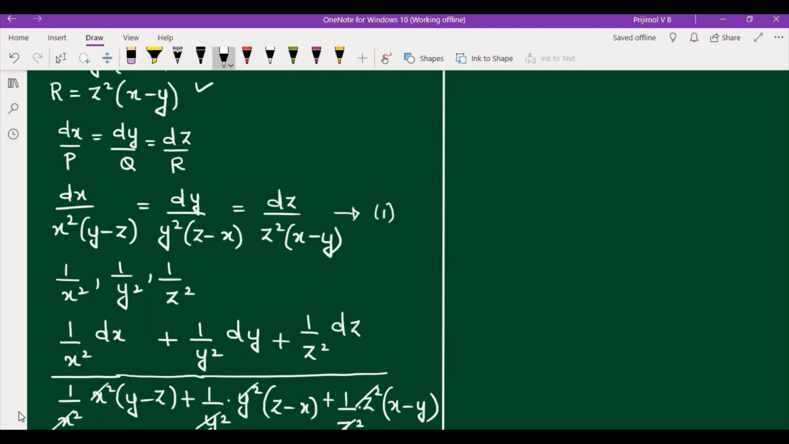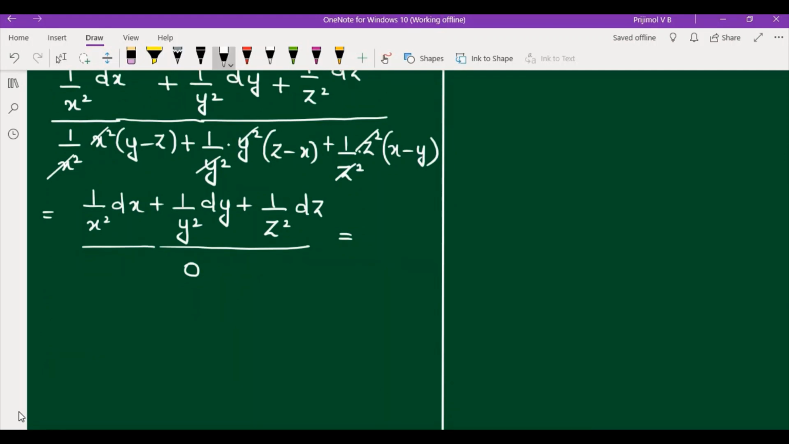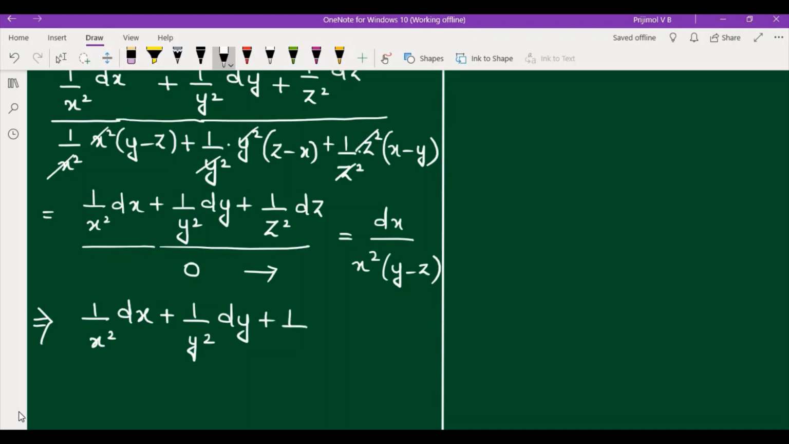If you choose this ratio to be equivalent to any of these ratios, I am choosing the first ratio, dx by x square into y minus z. Now if you bring this 0 to the right hand side, this whole thing becomes 0, so it doesn't matter which ratio you are going to select from our equation 1, and you get the ratio as 1 by x square dx, which is integrable, 1 by y square dy, which is again integrable, 1 by z square dz, this is also integrable, which is equal to 0. Now you can integrate this term by term.